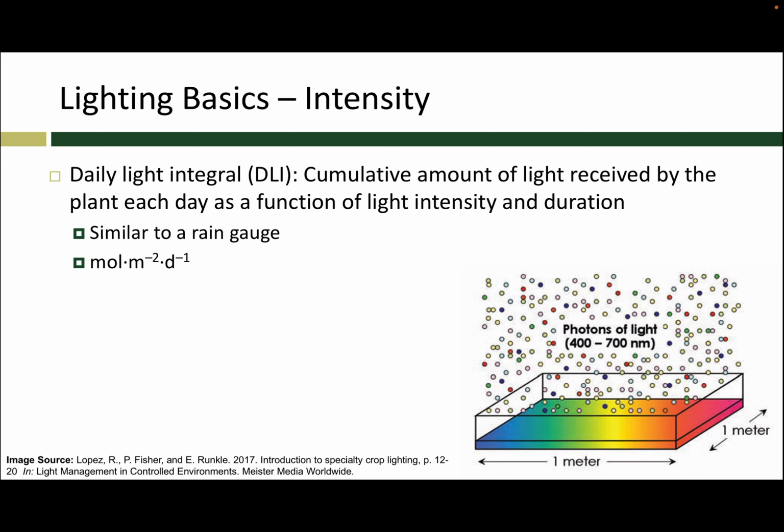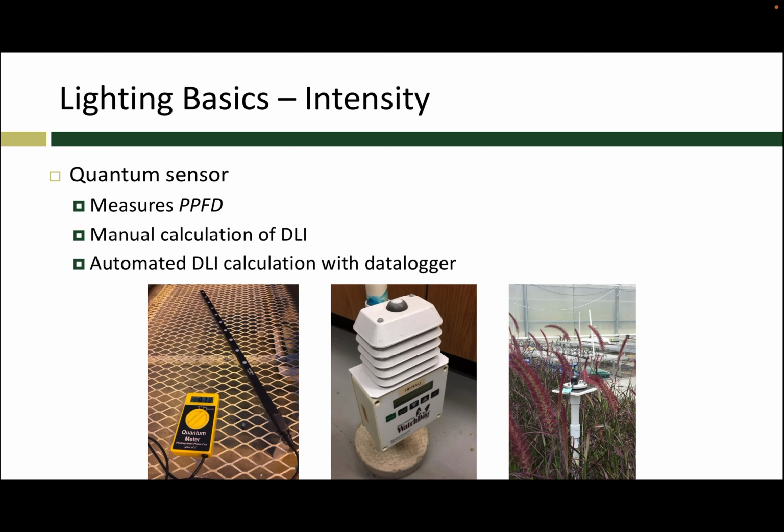So instead of micromoles, we're measuring in moles. Instead of seconds, we're looking at days. And so how many photons did I accumulate over the course of this entire day? Again, think about a rain gauge as a great comparison there. Now there's lots of tools we can use to measure light in the greenhouse, but we're commonly using quantum sensors, and those quantum sensors will measure that instantaneous light intensity, and many quantum sensors will then take that information and help you to calculate DLI, so how much light you accumulated over the course of the entire day.